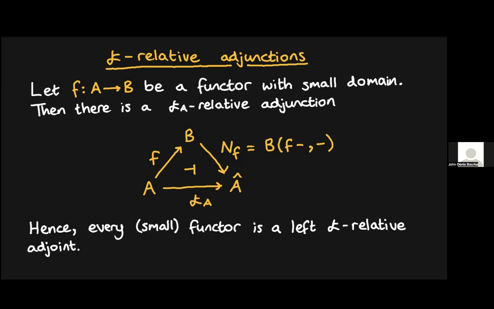In this way, every functor with small domain is a left yo-relative adjoint. And the converse is also true: if we have a left yo-relative adjoint, this is the same as just asking for F to be small in a suitable sense. So really, it's a very weak condition to ask for having a yo-relative adjoint.